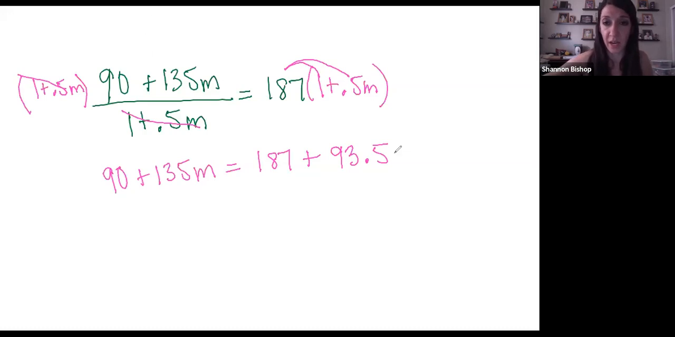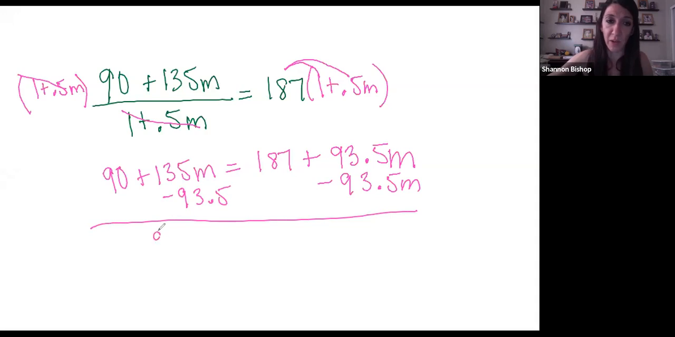And now you just have to decide which way you want to move your variables. So do you want to bring the 93.5s over to the left, or do you want to bring the 135s over to the right? I personally would like to bring my 93.5 over just so that I can keep my variable positive. In the end, it doesn't matter. Just pick a side and go for it. So now on the left, we'd have 90 plus 135 minus 93.5. 135 minus 93.5 is 41.5. Those are my m's.